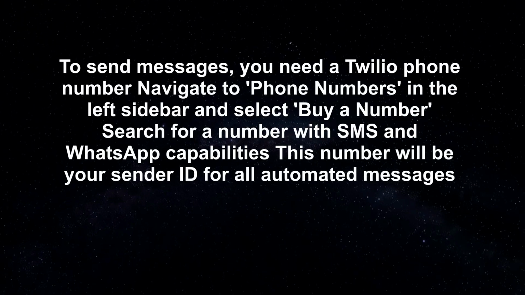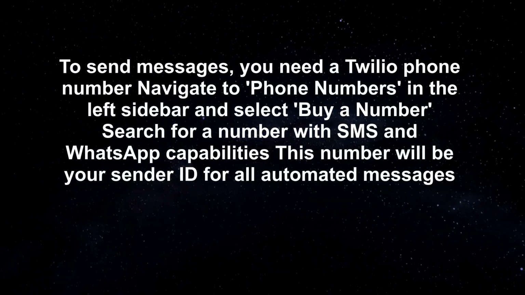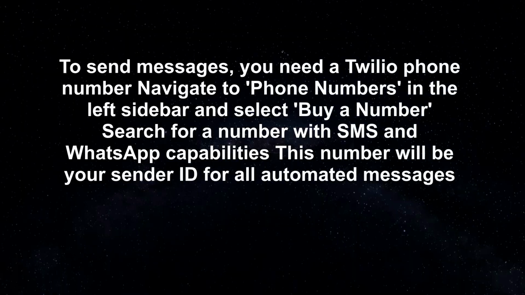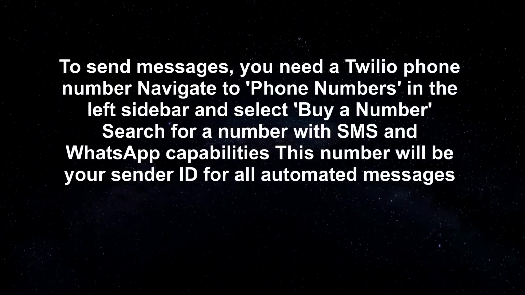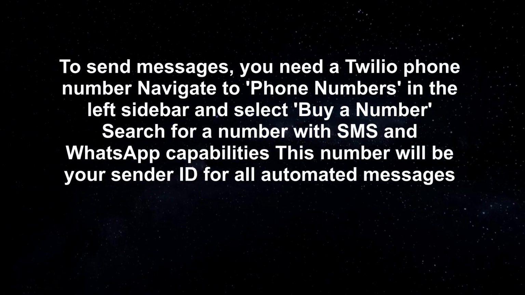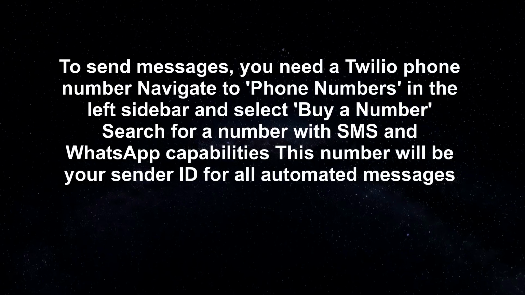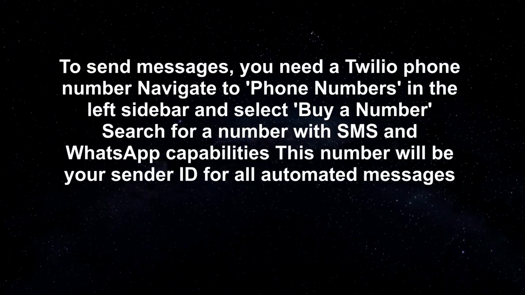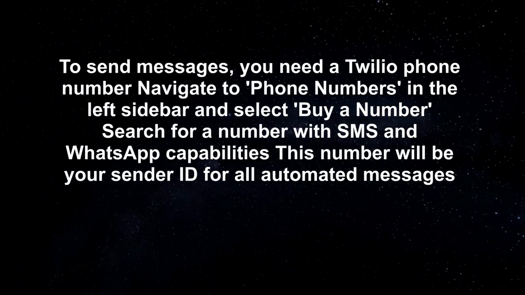To send messages, you need a Twilio phone number. Navigate to Phone Numbers in the left sidebar and select Buy a Number. Search for a number with SMS and WhatsApp capabilities. This number will be your sender ID for all automated messages.